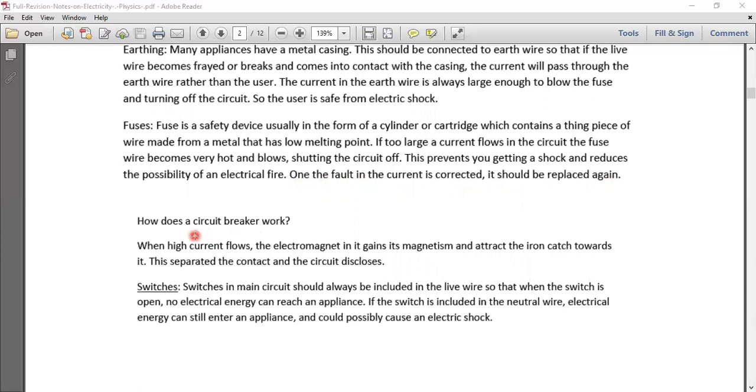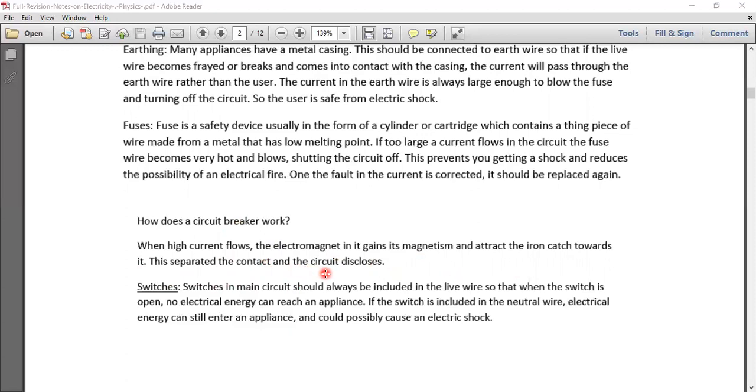Now, what is an electric circuit breaker? That is, how does a circuit breaker work? Fuses and circuit breakers have a similar function. Circuit breakers are installed in the calling bells we use. When a high current flows, the electromagnet in it gains its magnetism and attracts the iron catch towards it. This separates the contacts and the circuit breaks.